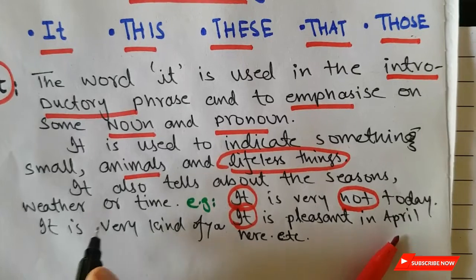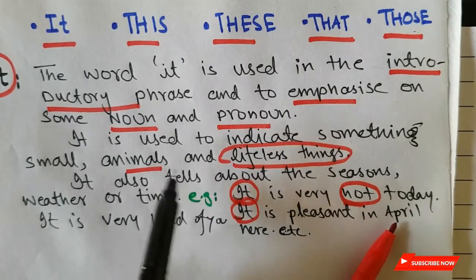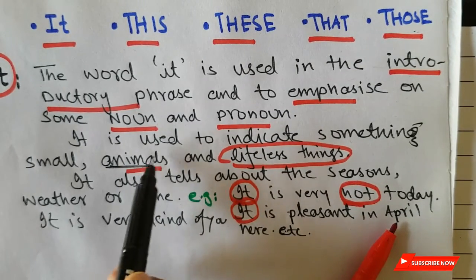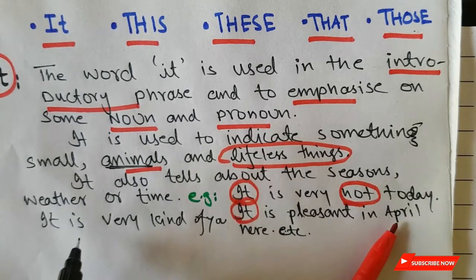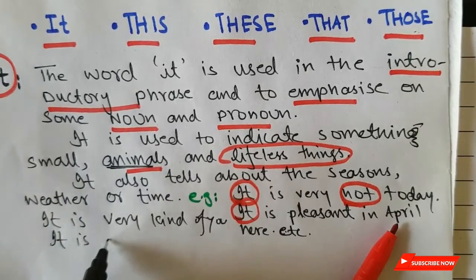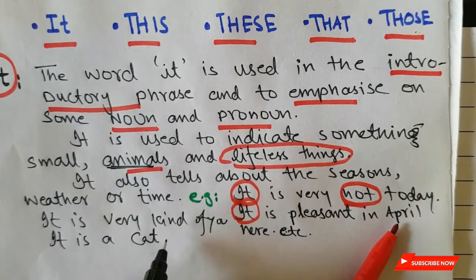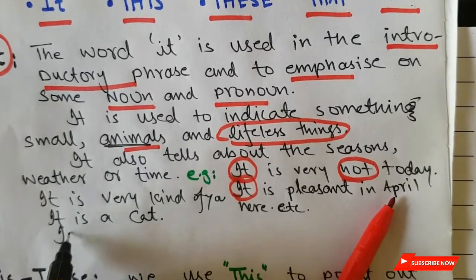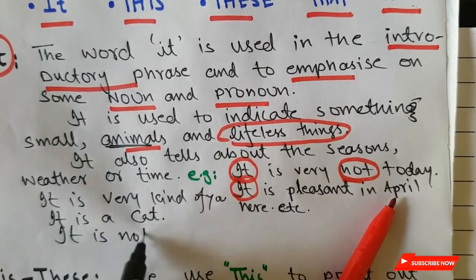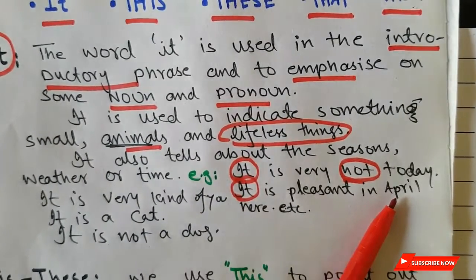Similarly, I can use this for animals, as I have mentioned already here that we can use it for something small or an animal. So if I use it for an animal, for example, it is a cat. It is a cat. It is not a dog. So you can practice it and you can use the word it in English grammar after doing some practice.